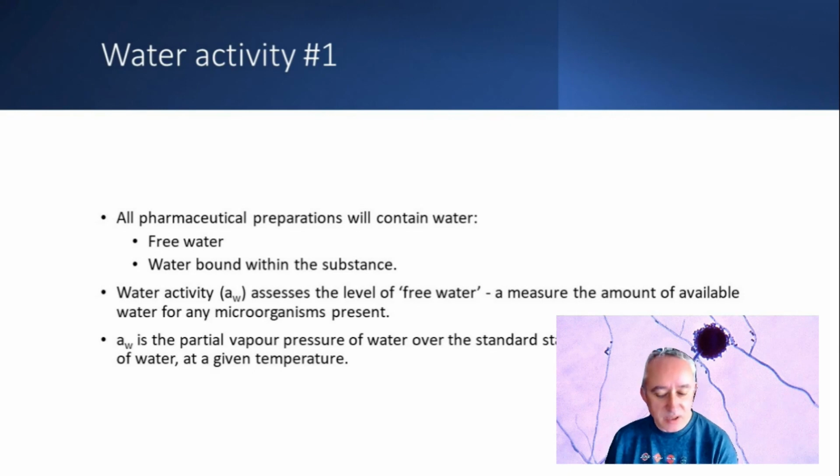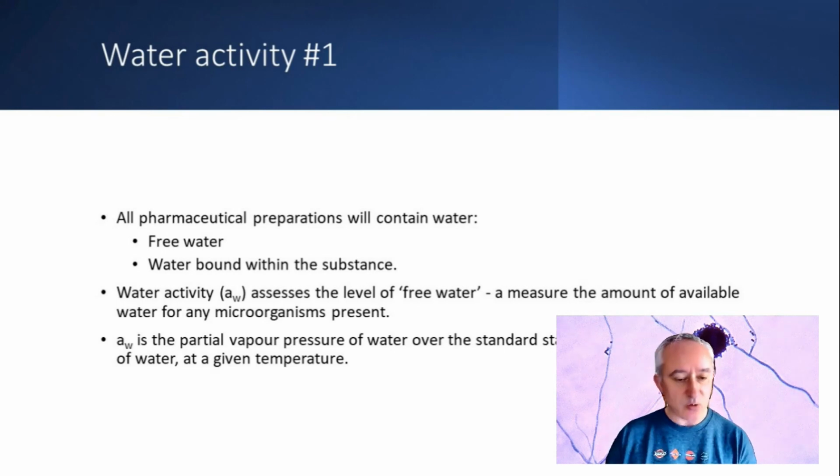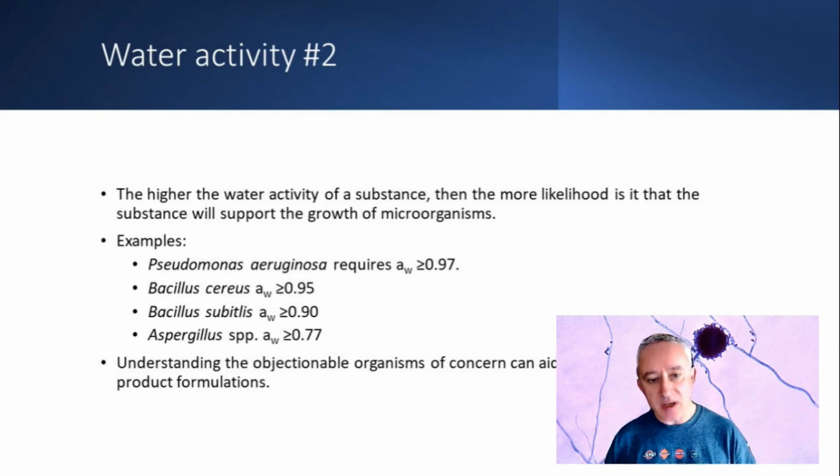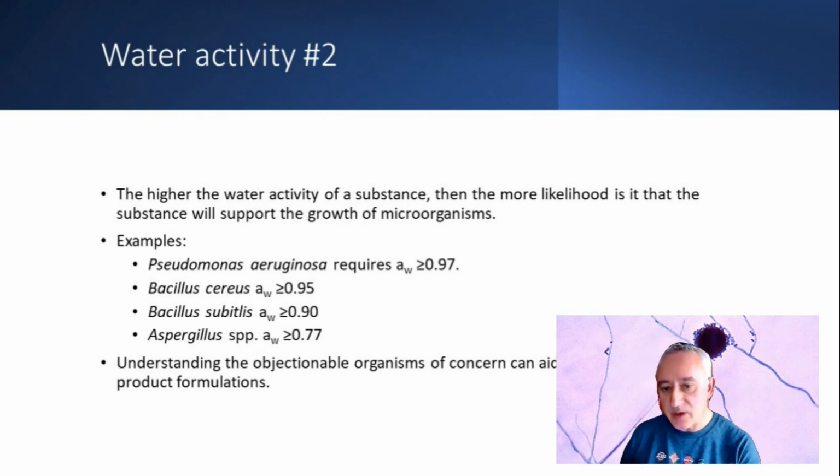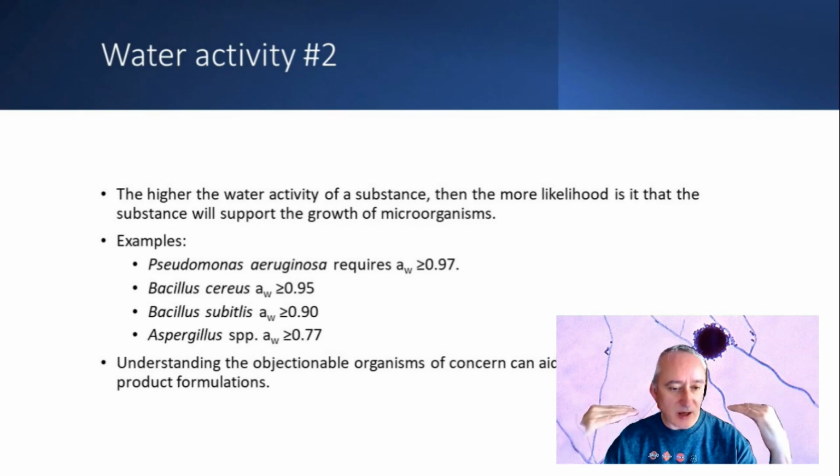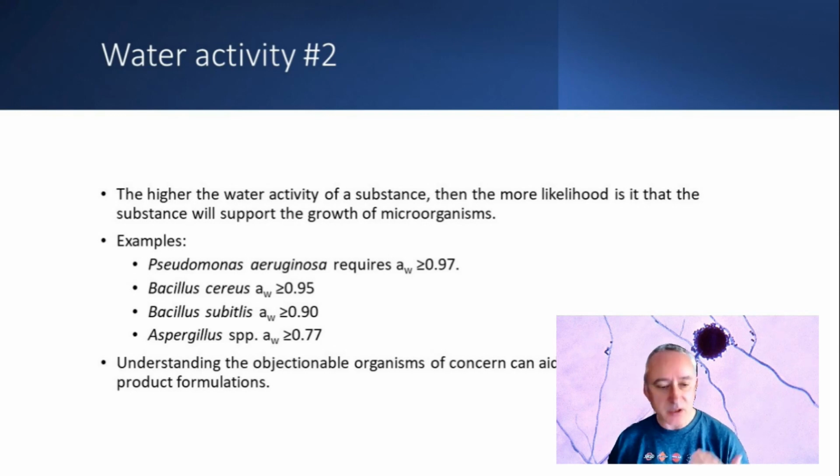We assess water activity as the partial vapour pressure of water in a substance over a standard state partial pressure of water itself. The variables that can influence that include temperature, water purity, and humidity. The higher the water activity of a substance, the more likely it is that it will support the growth of microorganisms. There are some examples on the slide of different organisms, and you can see that the gram-negative risk, the Pseudomonad, needs much higher levels of water activity compared to the gram-positives, and then compared to certain fungi. But there may be variances within that; we might have a particular gram-negative of concern, but we can use water activity to our advantage.